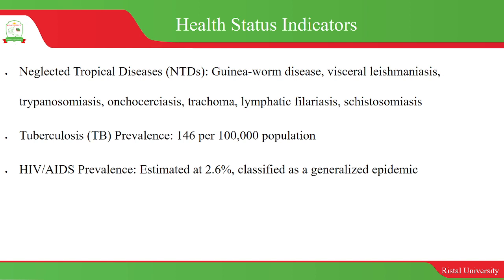We also have neglected tropical diseases such as guinea worm disease. We also have visceral leishmaniasis. These are among the diseases that are happening in different communities where there is not a lot of focus to address or even eliminate these conditions. Tuberculosis and HIV still exist in the population. HIV prevalence is estimated to be at 2.6%.